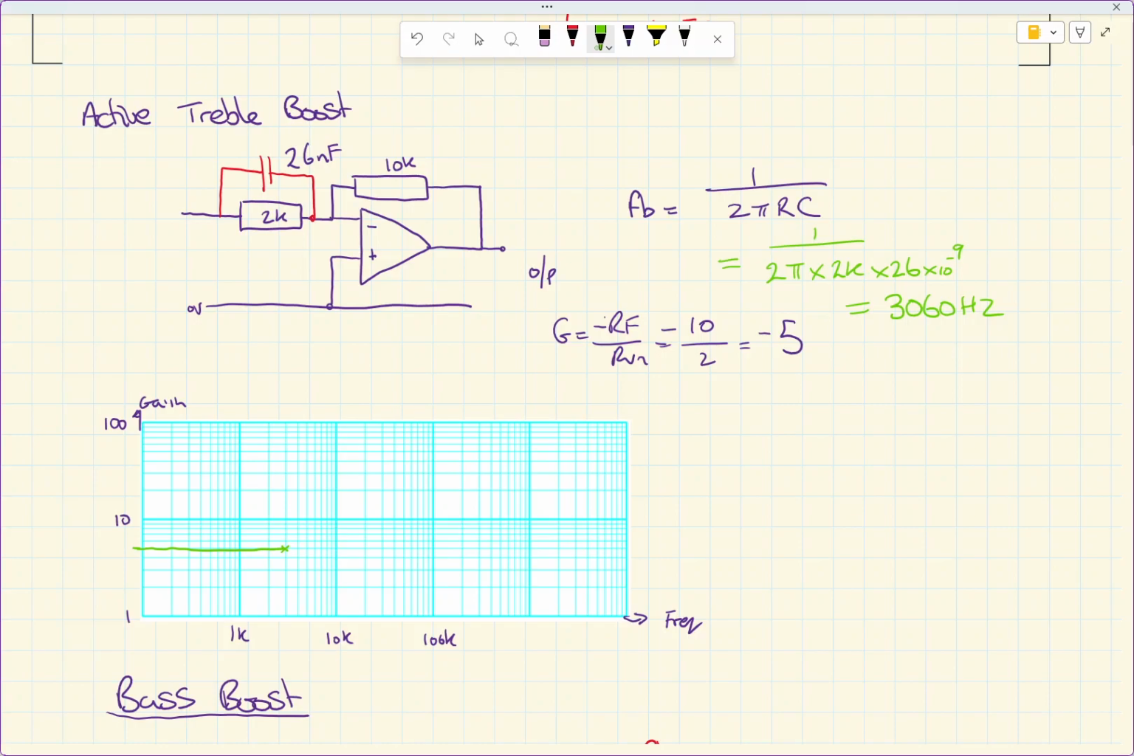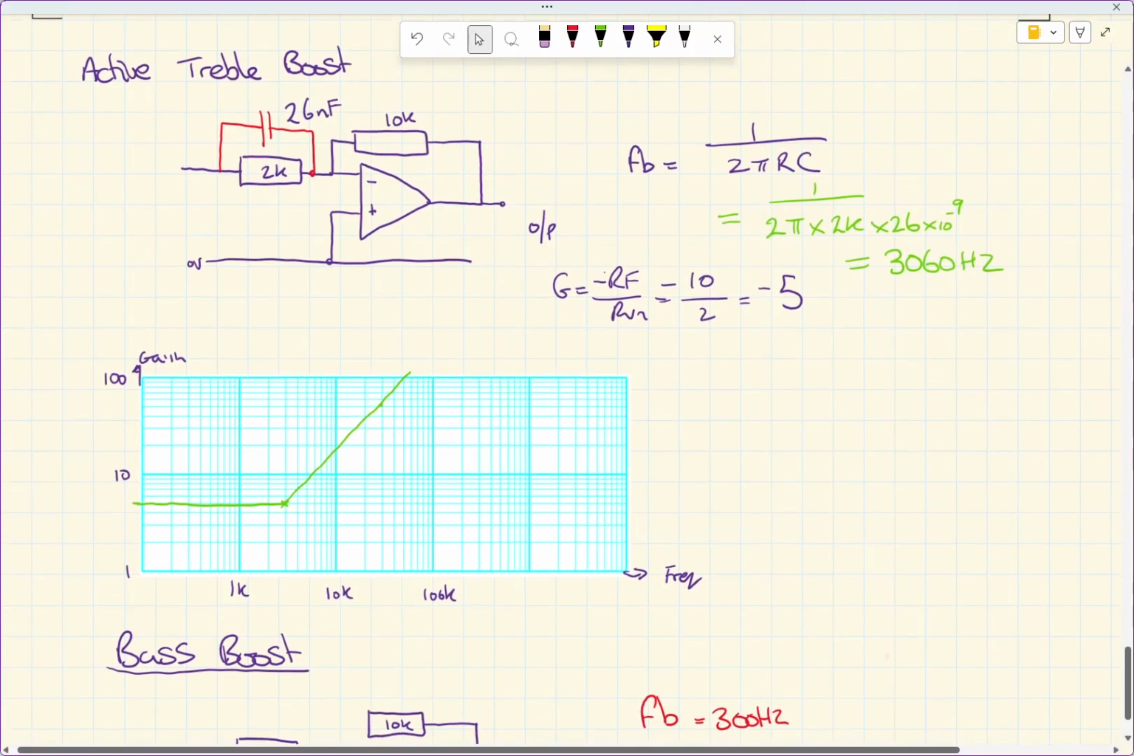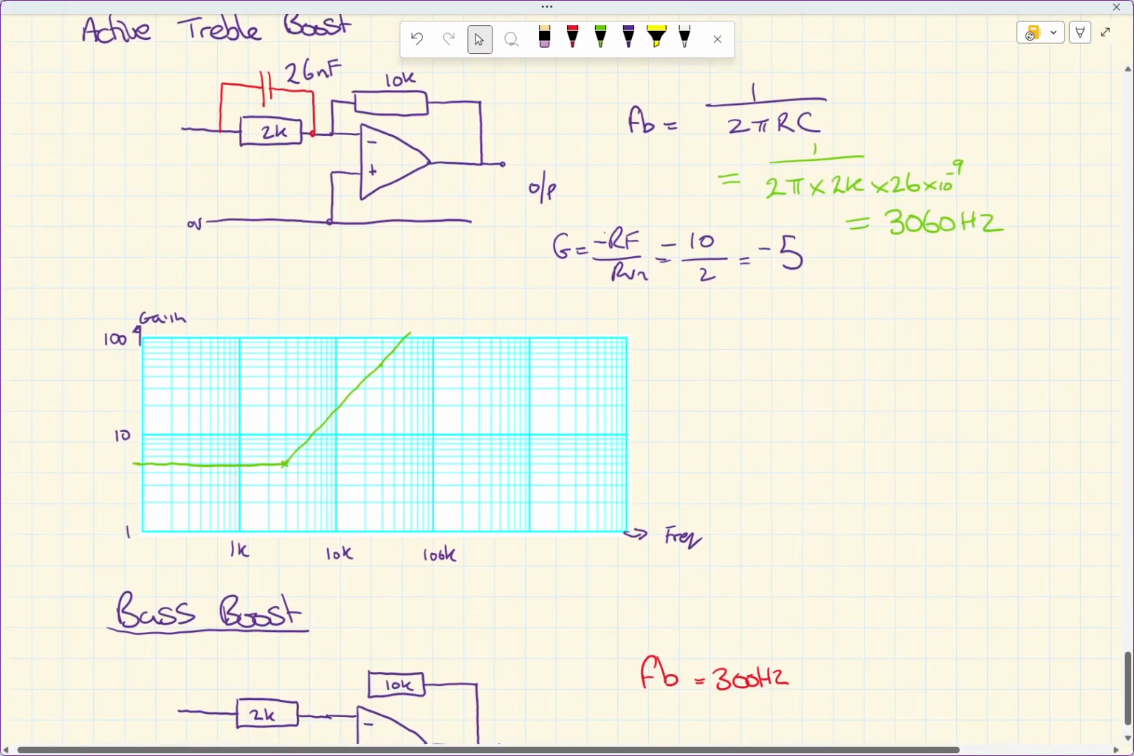So 20, 30 hertz, and then 20, 30, 40, 50. So I can draw a line in like so. All I did to draw those was go up by a factor of 10 on both of those to draw my line. Okay.